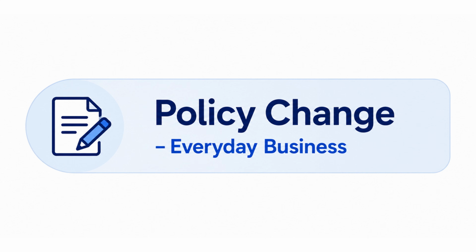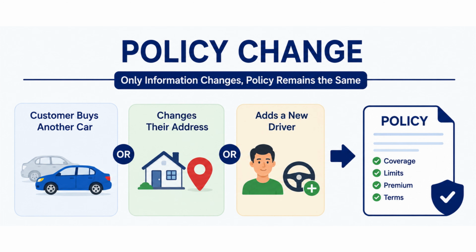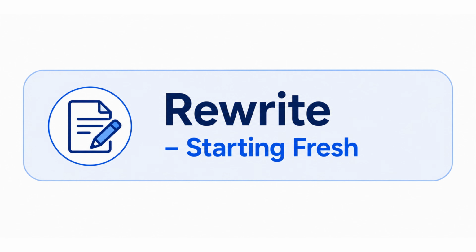And another important transaction is policy change. This is probably the most common transaction you'll see in real projects. Let's say the customer buys another car, or changes their address, or adds a new driver to the policy. The policy itself doesn't change. Only some information inside the policy changes. This is called a policy change. In fact, many real-world Guidewire projects spend a significant amount of time handling policy changes because customers frequently update their information.